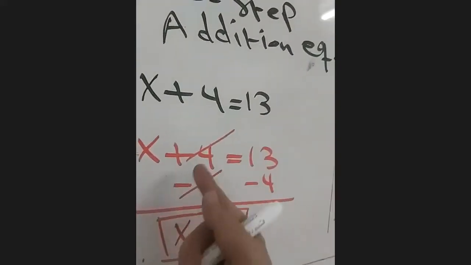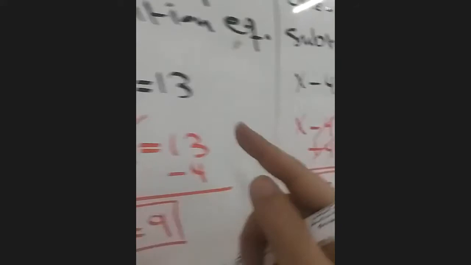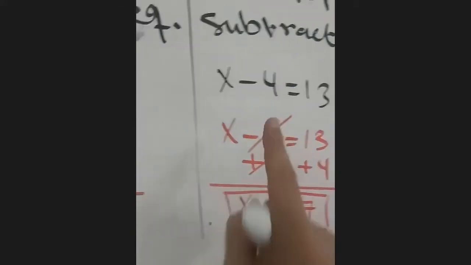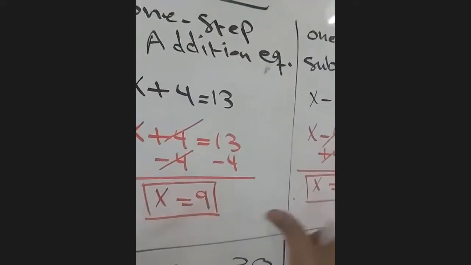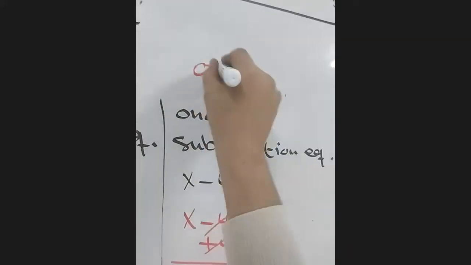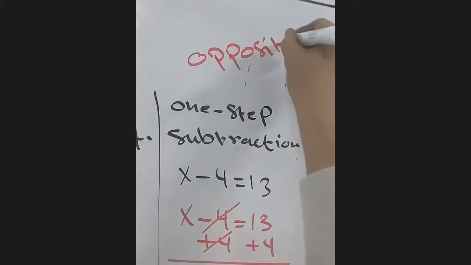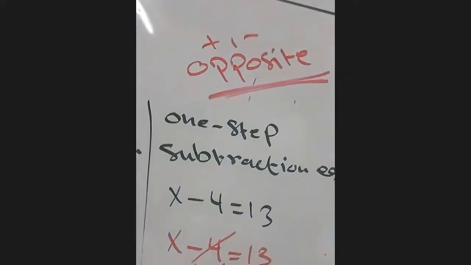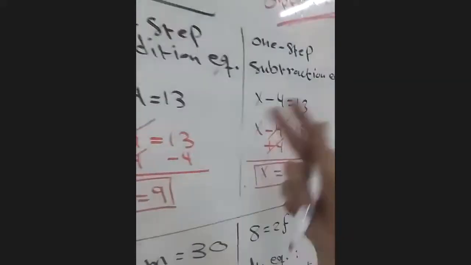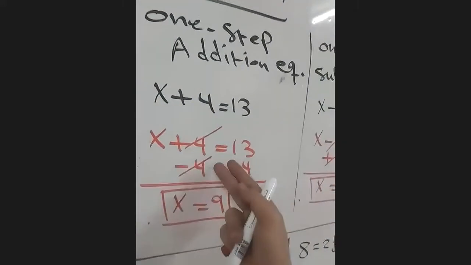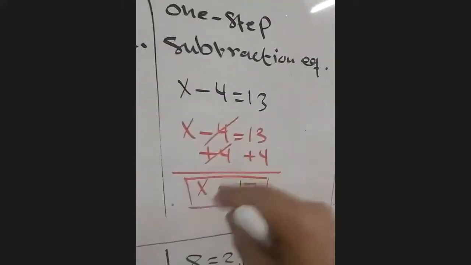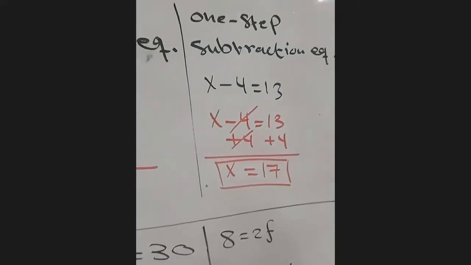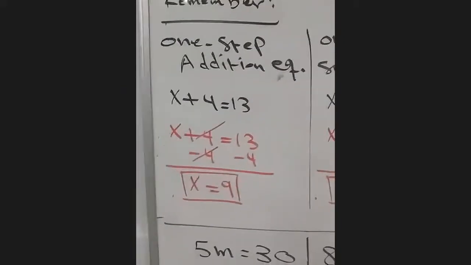So in addition, we do subtraction. In subtraction, we do addition. Don't forget that. Addition and subtraction, they are opposite operations to each other. So we always do the opposite. If we have addition, we do the opposite of addition, which is subtraction. If we have subtraction, we do the opposite of subtraction, which is addition. Okay? This is what we did in the previous two lessons.